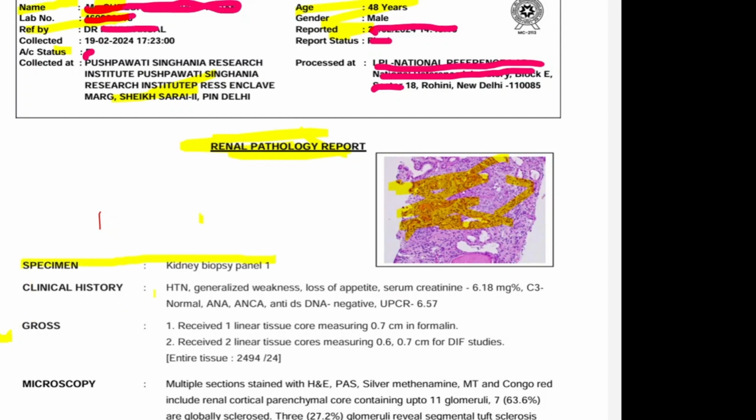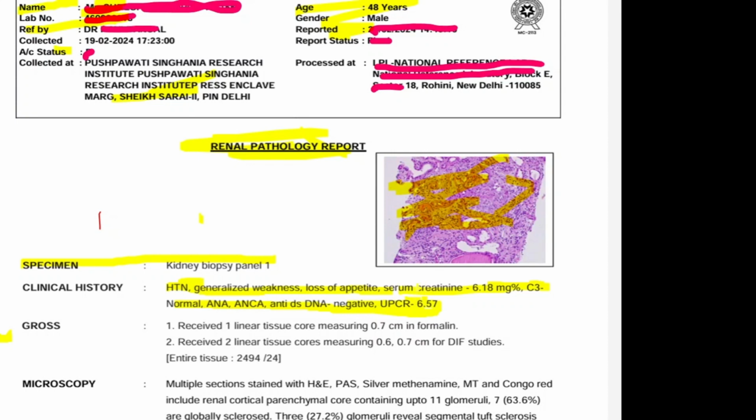What is the history? The patient is an approximately 48-year-old male who had hypertension, generalized weakness, loss of appetite, and his serum creatinine was 6. C3 normal, ANA, ANCA, dsDNA all are negative. He is excreting around 6 grams of protein per day.